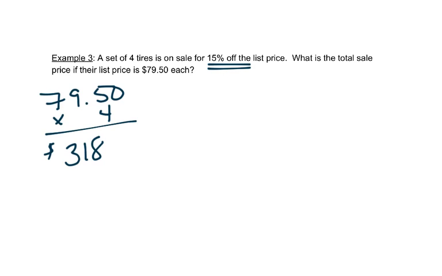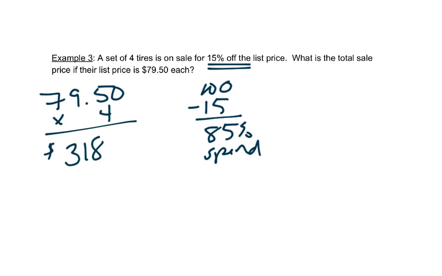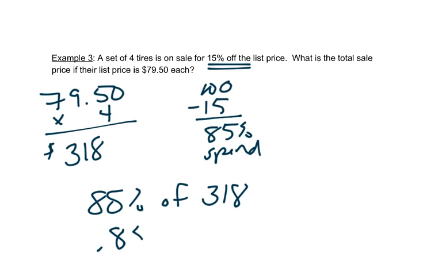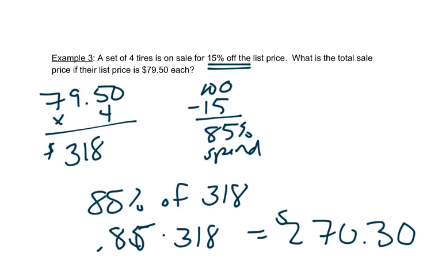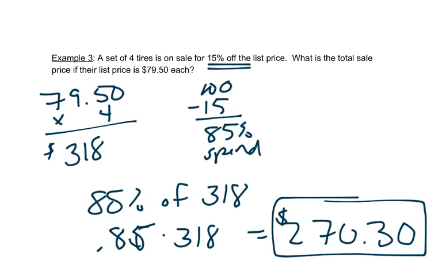Now the discount is 15% off. So if I do 100 minus 15, I'm spending 85%. So now I could do 85% of 318, or 0.85 times 318, and it tells me that my total price after the sale is $270.30.